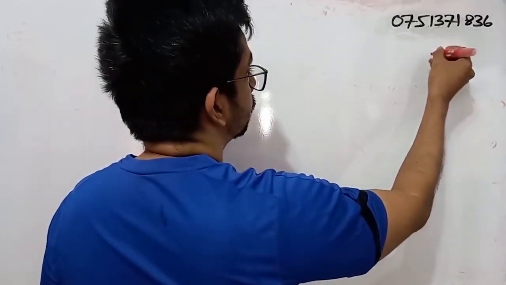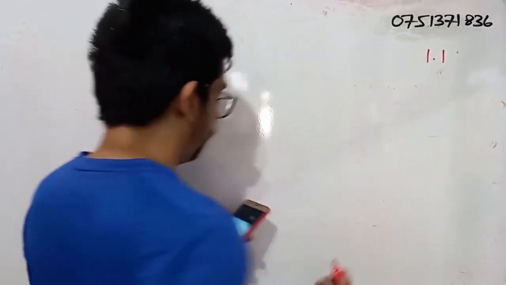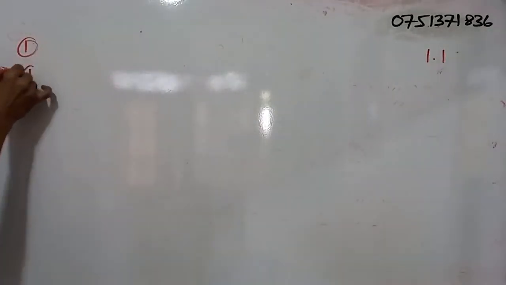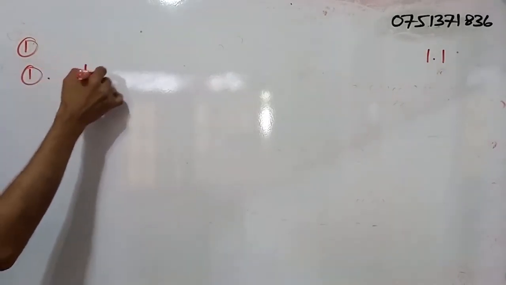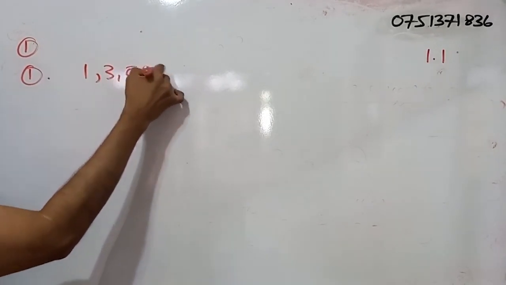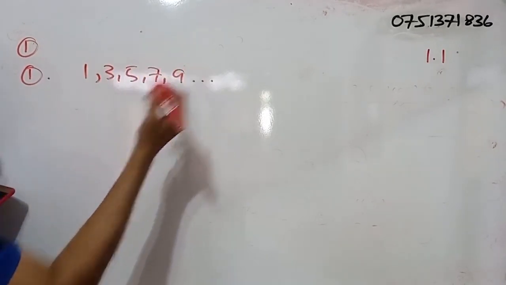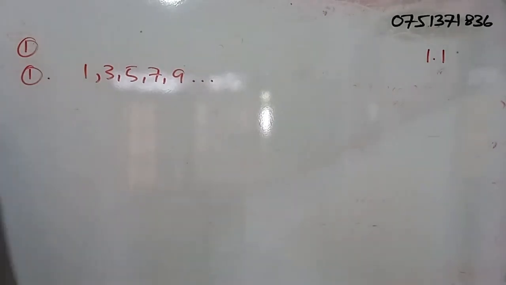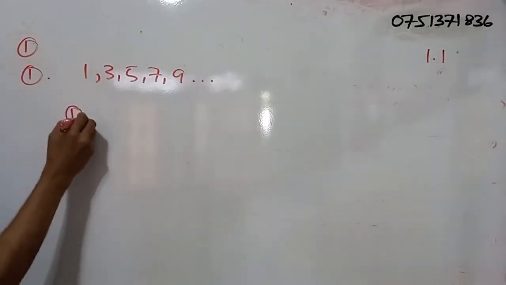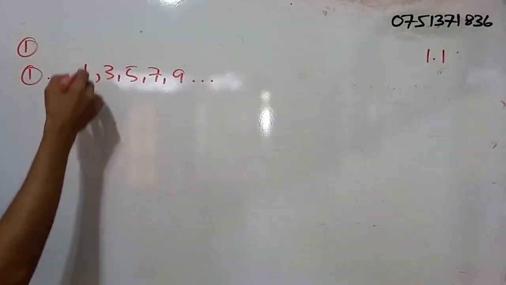Grade 8, first lesson, exercise 1.1. Fill in the blanks. So this is question number 1, part 1. We have been given the number pattern 1, 3, 5, 7, 9. They are asking the first term, right? So the first term is what?